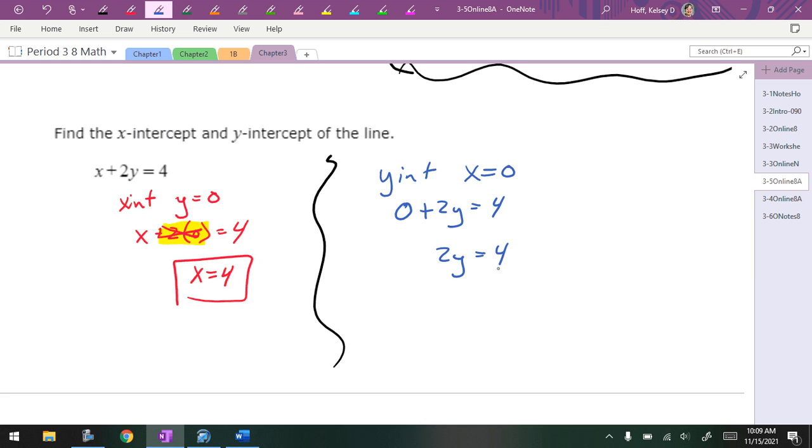What do I need to do? Bingo. Go back to chapter 2. We got to get y by itself. My y-intercept is actually 2.